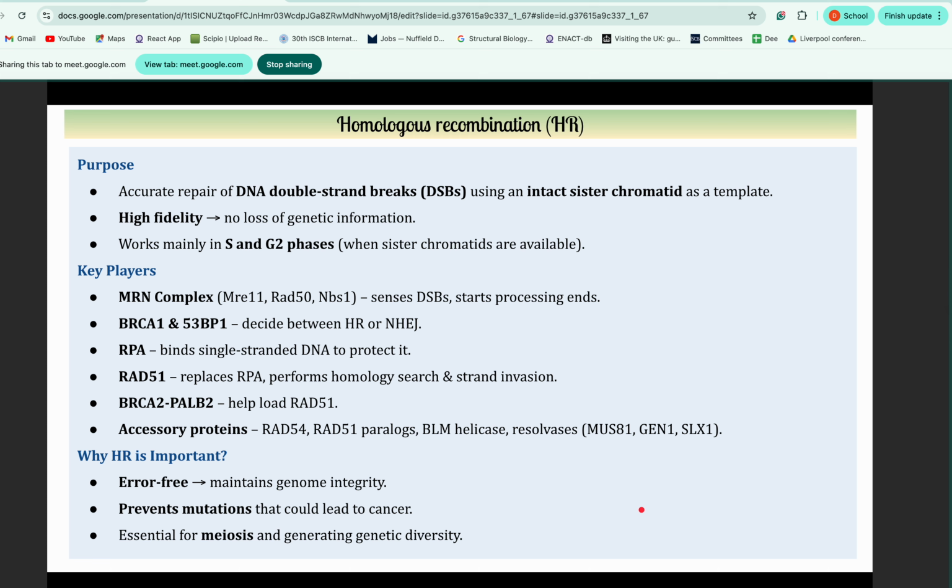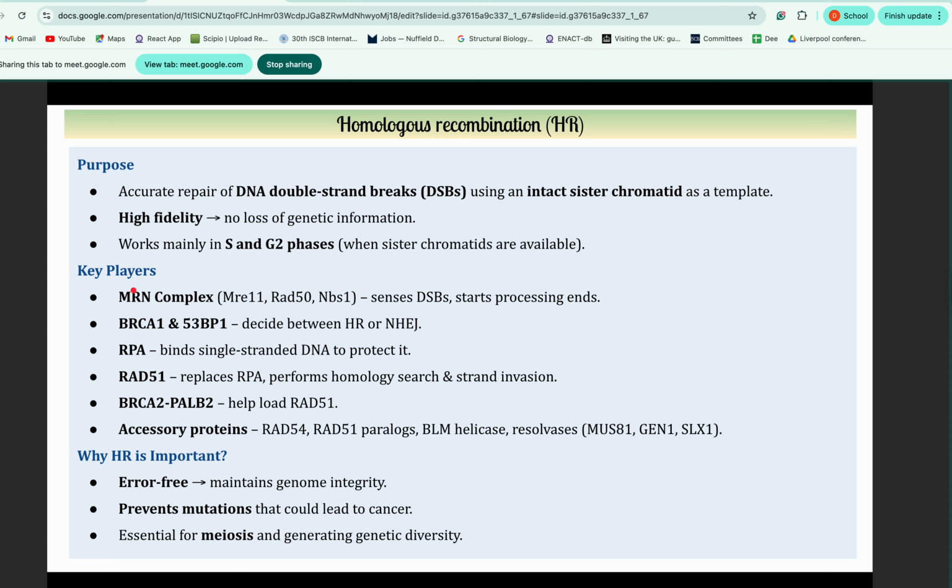Okay, now we'll start with homologous recombination. In this we'll look into the detail of all the enzymes and proteins which are used and what happens in the case of homologous recombination. The purpose is to accurately repair the DNA double strand breaks using an intact sister chromatid as a template. This has high fidelity. Why high fidelity? Because no information is getting lost, because we have an intact sister chromatid. So wherever the break has happened, we know which sequence or how many base pairs are missing, so we can construct those base pairs. And it works mainly in the S and G2 phases when the sister chromatids are available.